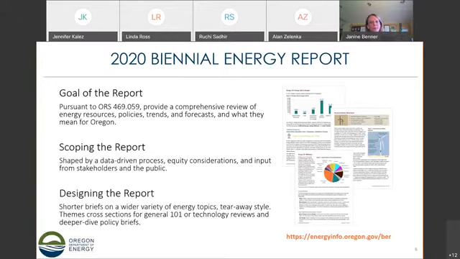So why did we write this report? In 2017, the legislature passed HB 2343, which charged the department with developing a report every 2 years to inform local, state, regional, and federal energy policy development and energy planning and investments. This report, which is based on analysis of data and information collected and compiled by the Department of Energy, provides a comprehensive review of energy resources, policies, trends, and forecasts, and what they mean for Oregon. Next slide, please.